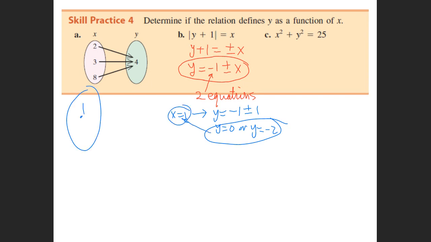So it's like this. This is 1. It has 2 images, 0 and minus 2. Therefore, this equation does not define a function. What about the last one? Although we solved it before, let me check if you understand what we said.